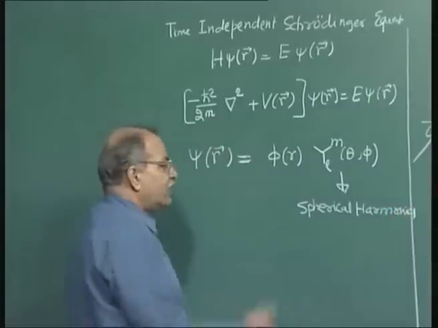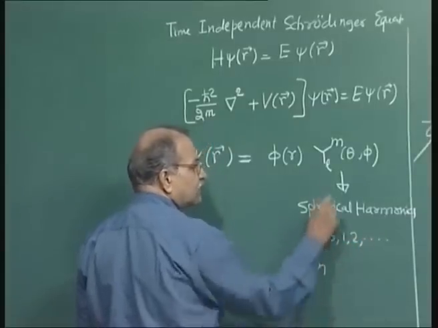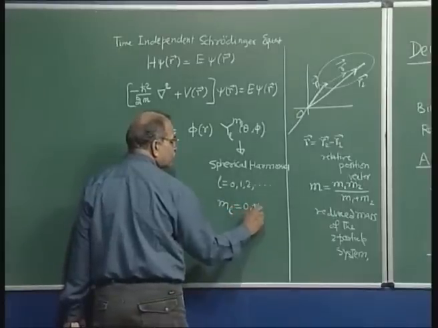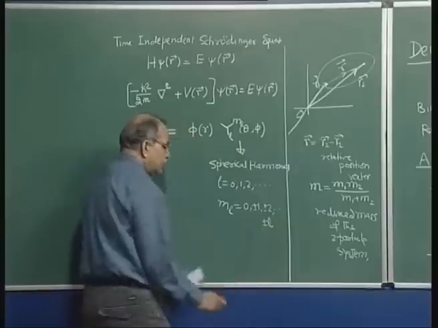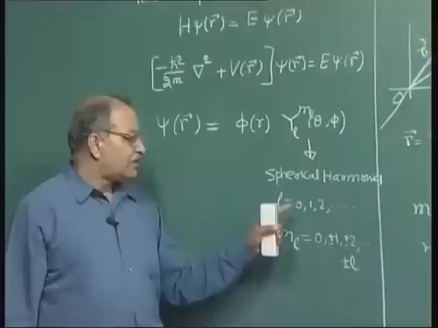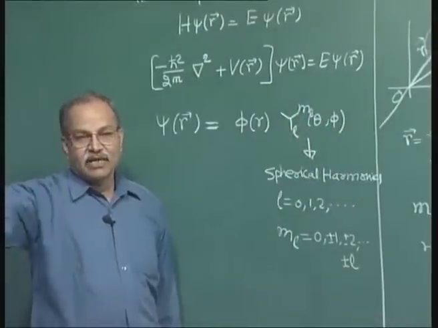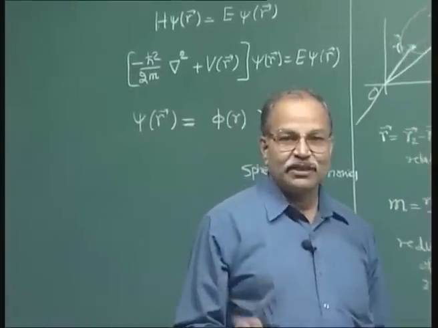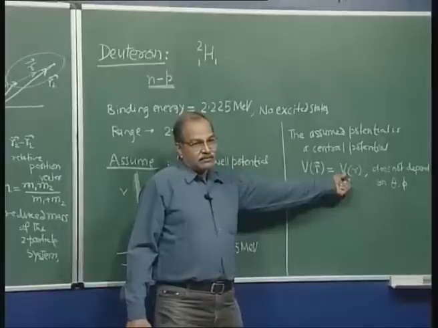Standard expressions, L can be 0, 1, 2, and so on, and this m, let me write ml because I am using m for reduced mass, goes 0, plus minus 1 and so on up to plus minus L. So, the limit of ml depends on L. With these integral values of L and ml, these spherical harmonics have standard expressions, and whatever the central potential, once you know that your potential energy does not depend on theta phi, it depends only on r.